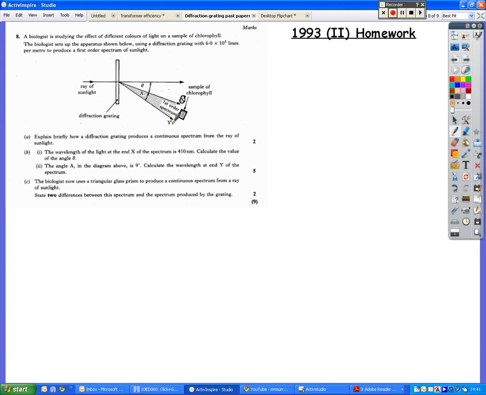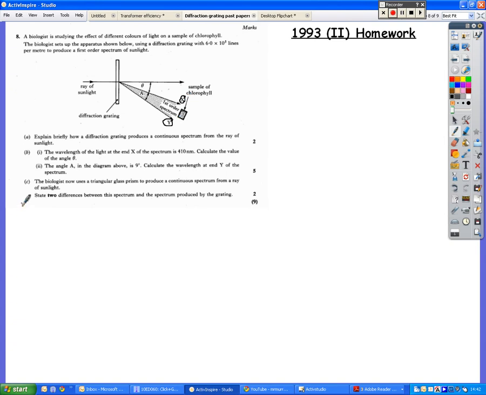At point Y, the red light has interfered constructively to produce a bright band of red light, and the same goes for all the colours in between. So it's basically a continuous spectrum that is produced because you've got different wavelengths of light. Different wavelengths of light diffract differently through the diffraction grating. They interfere constructively on the screen to produce a spectrum.